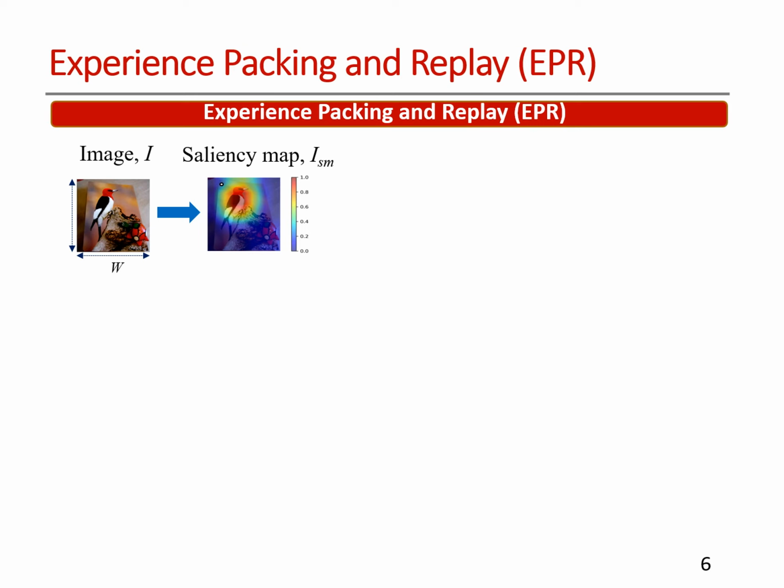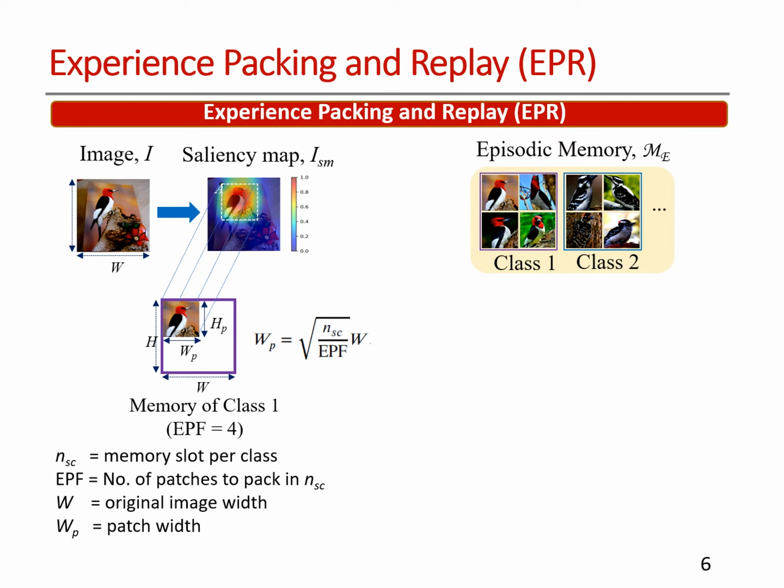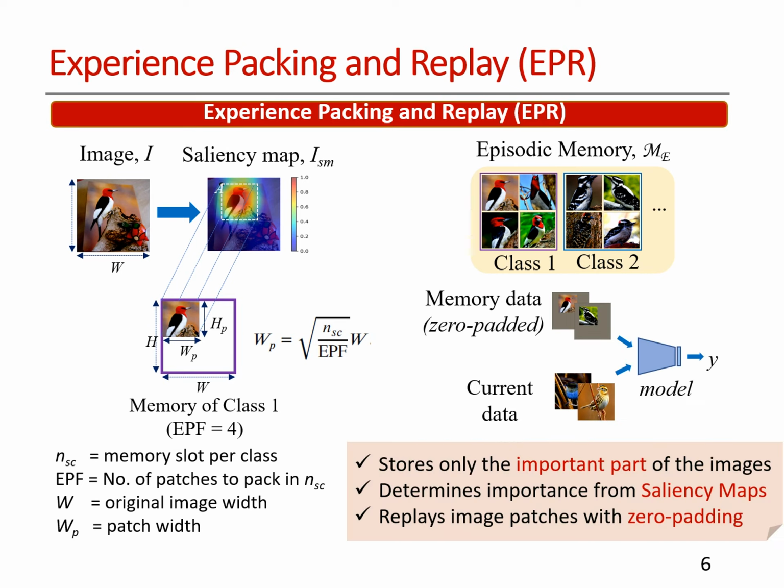Using that information, we only store the important patches in the memory. In that process, we can pack the episodic memory with diverse patches without increasing the memory size. During replay, we use these patches with zero padding and jointly train the network with the current data. And that's how we reduce catastrophic forgetting in our method.